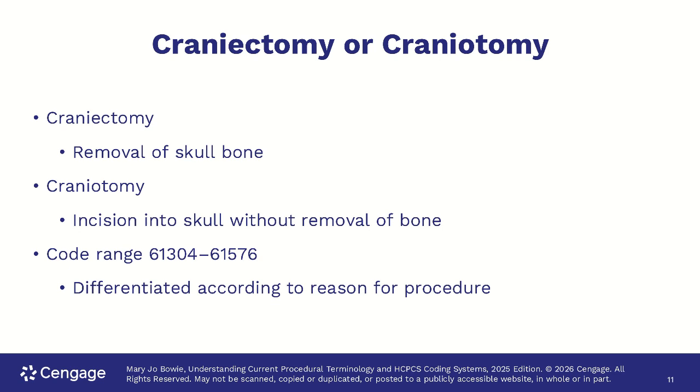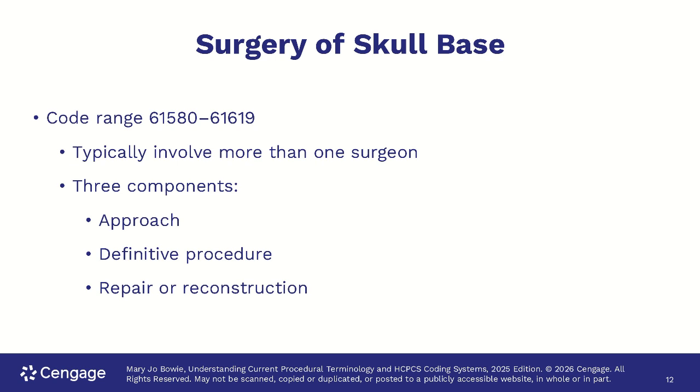Other procedures that you have: craniectomy and craniotomy, which you'll actually see kind of listed together. But a craniectomy is completed to remove a skull bone, while a craniotomy involves making an incision into the skull without removal of the brain. In this particular code family, the codes are going to be organized based upon the reason for the procedure.